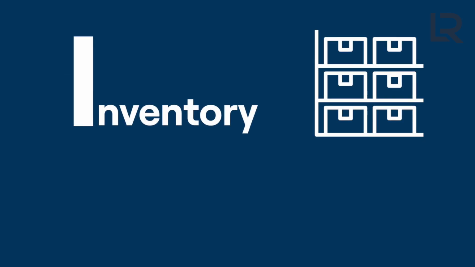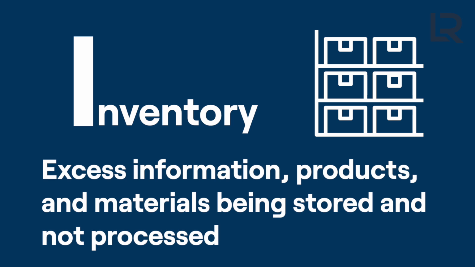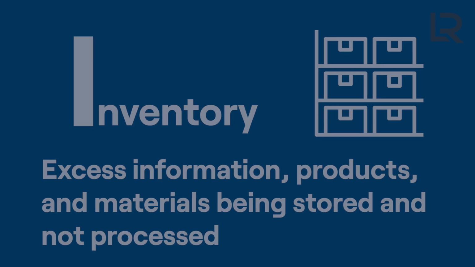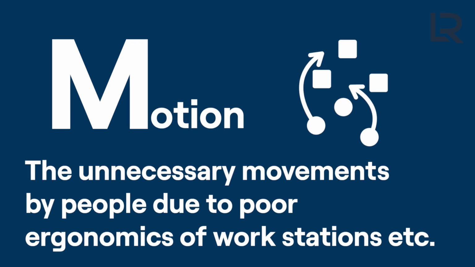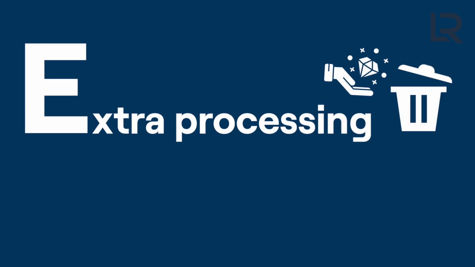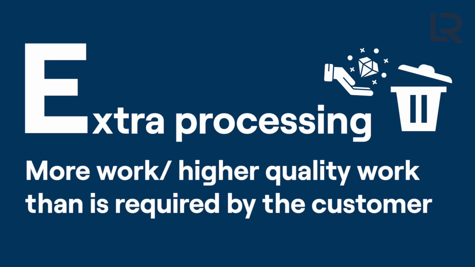Next is inventory, excess information, products, and materials being stored and not processed. The M is for motion, the unnecessary movements by people due to poor ergonomics of workstation, excess walking, and information not located when and where needed. The last letter is E for extra processing, more work or higher quality work than is required by the customer.